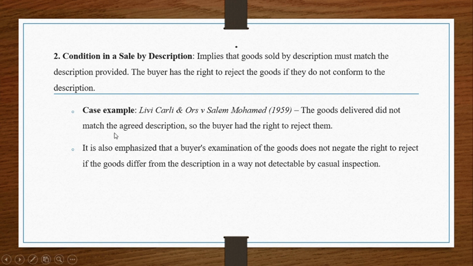This was seen in the case of Levi Kali and Others versus Salem Mohammed in 1959. Here, the seller delivered goods that did not match the agreed description in the contract. The outcome was the court ruled in favor of the buyer, allowing the buyer to reject the goods because they did not match the description they provided. So in a condition in a sale by description, if the goods are being sold by description, they must match the description that has been provided, and the buyer has a right to reject the goods and claim for damages.